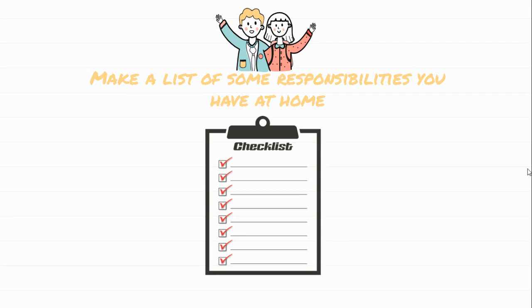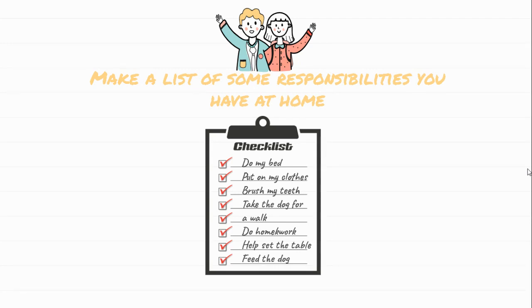After you paused the video, now you probably already have your list and we can compare. Here are some of the things that usually students are expected to do at home, right? Or children your age. Probably make my bed, put on my clothes, brush my teeth, take the dog for a walk, do homework, help set the table, feed the dog. Those are some of the responsibilities you probably share at home with your family.